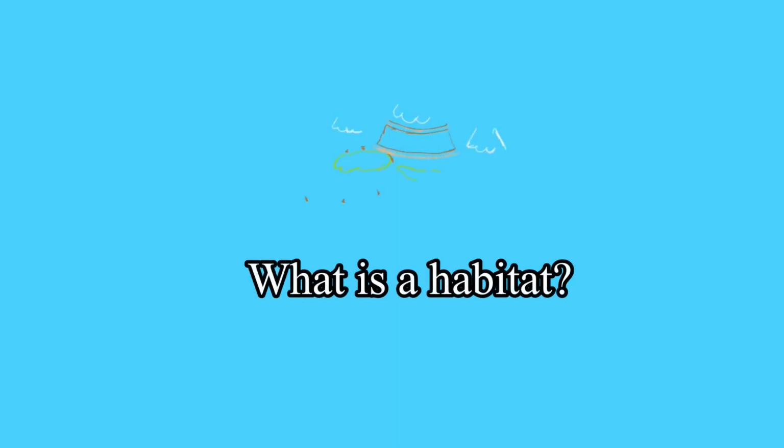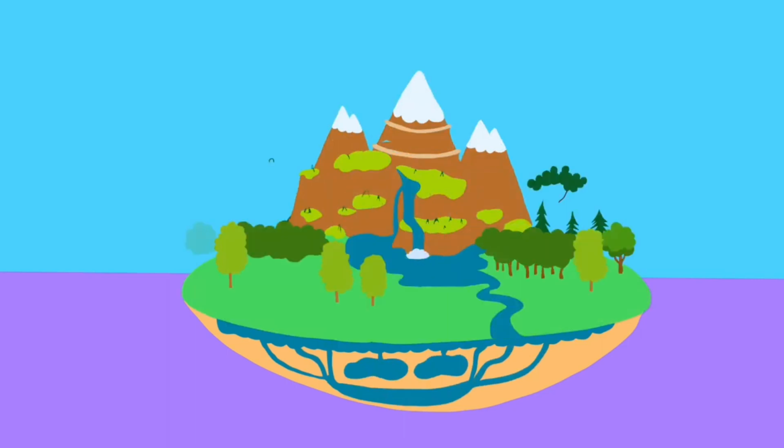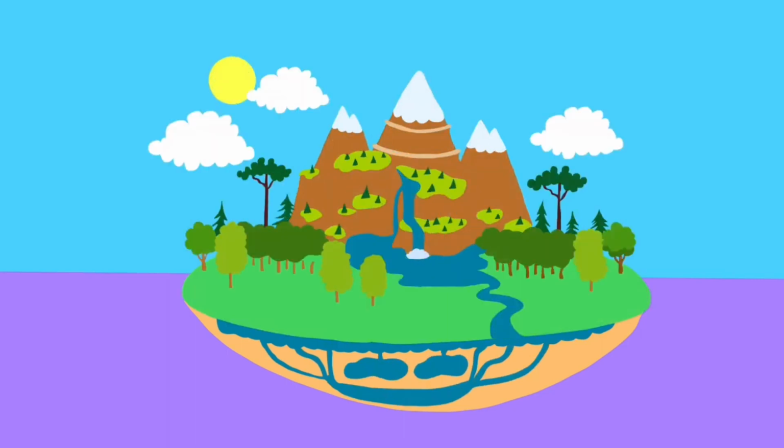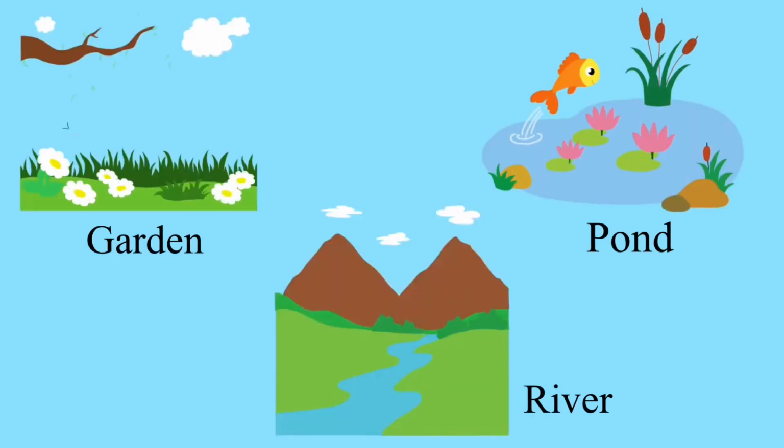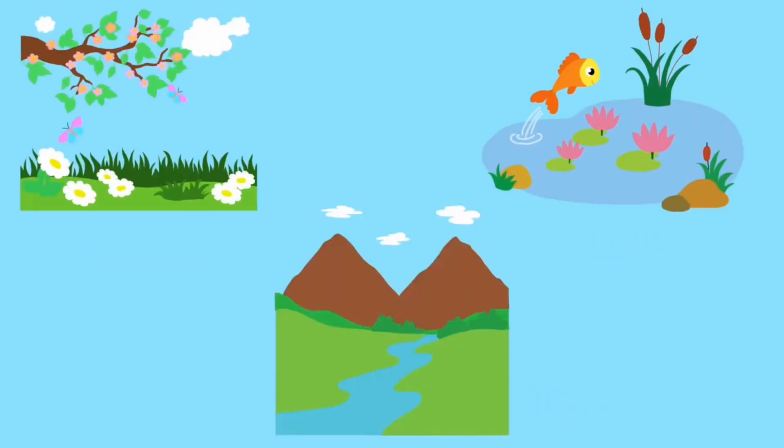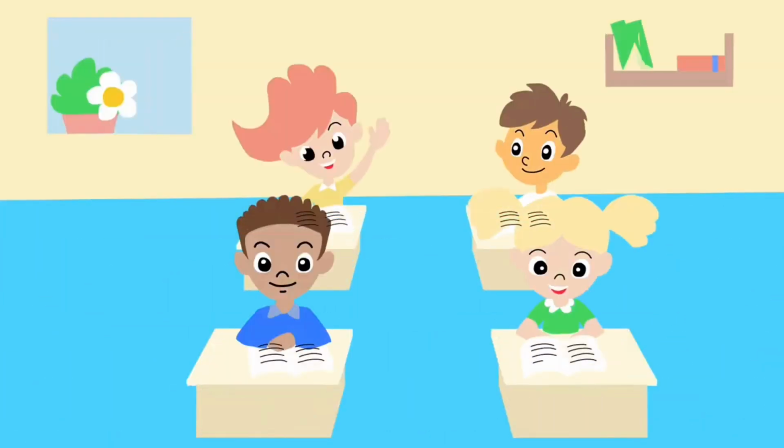What is a habitat? It is a place where living things live and grow. For example, a garden, a pond, a river, a classroom, etc.